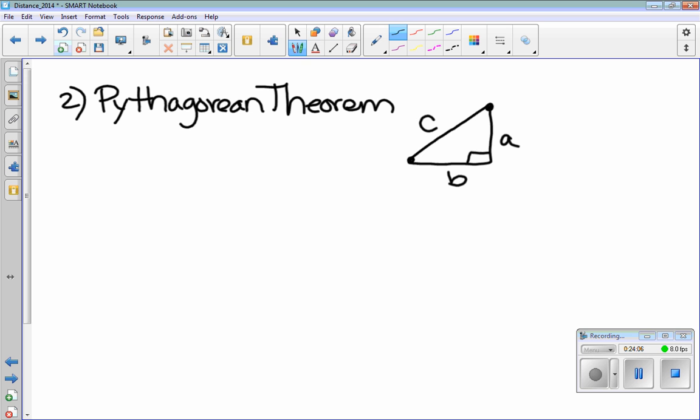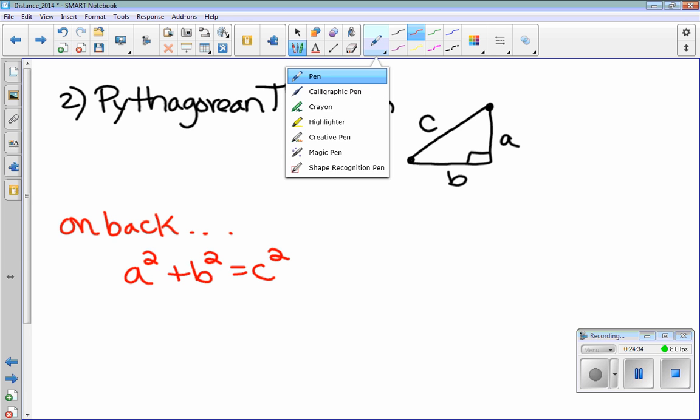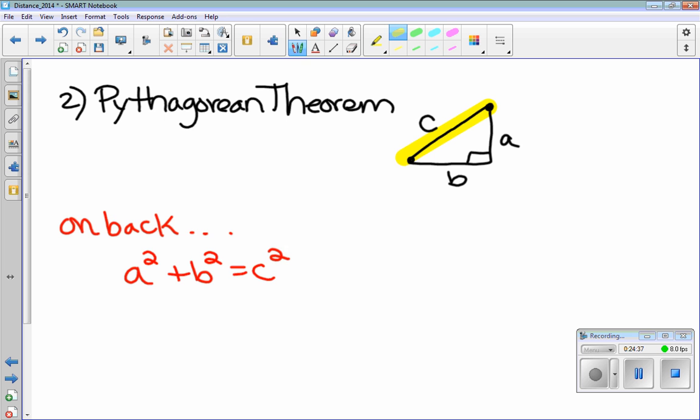Do we remember what goes on the back? What is the Pythagorean theorem? Something squared plus something squared. A squared plus B squared equals C squared. Good. So if we're trying to find the length of the hypotenuse, A squared plus B squared is equal to C squared. You're trying to find this guy. Remember this?